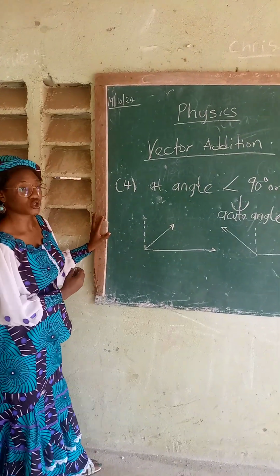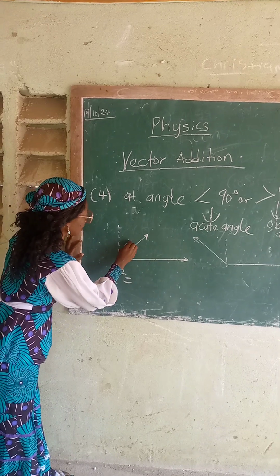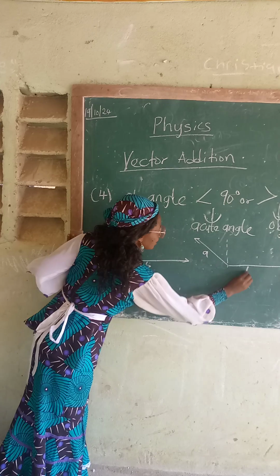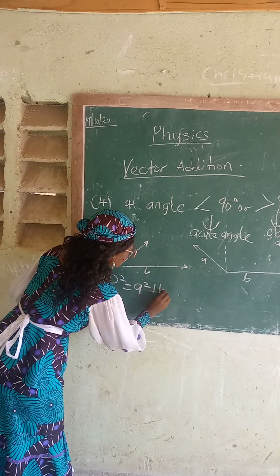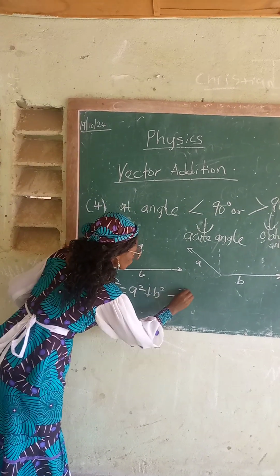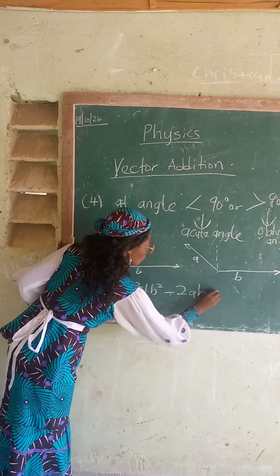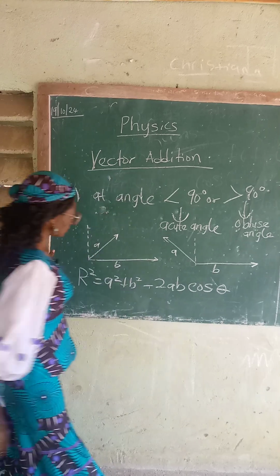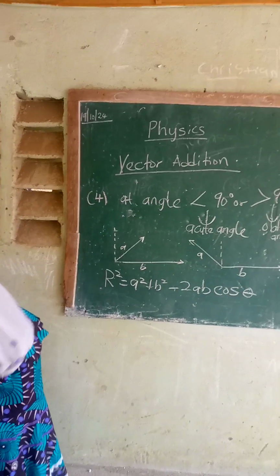So in this case, we use cosine rule formula, which is simply r squared is equal to, if here is a, this is b, we have what? a squared plus b squared minus 2ab cos theta. This is cosine rule.